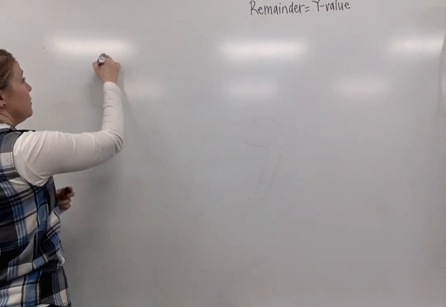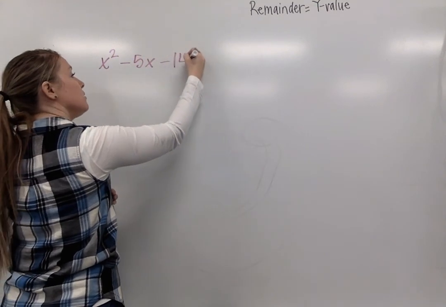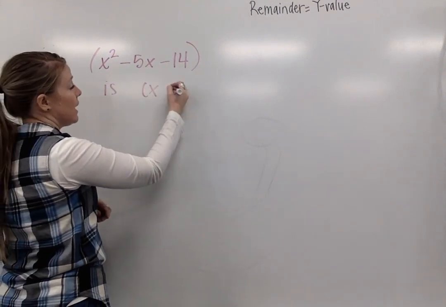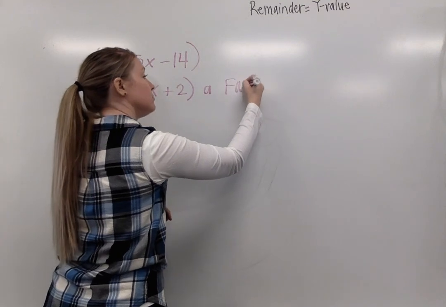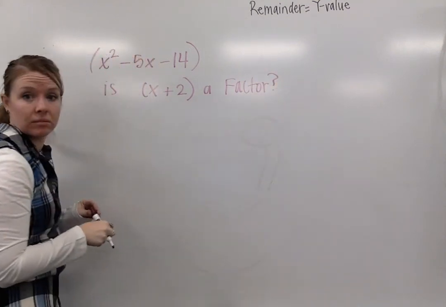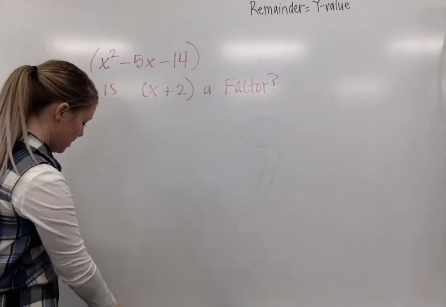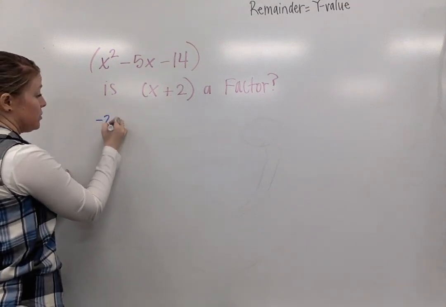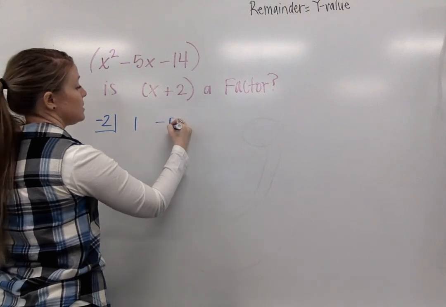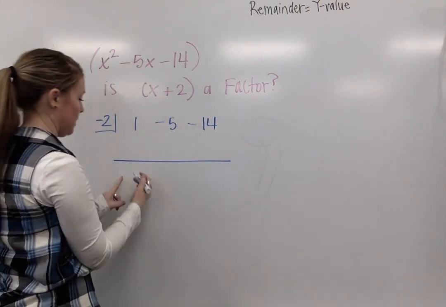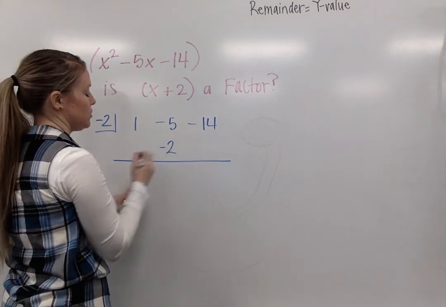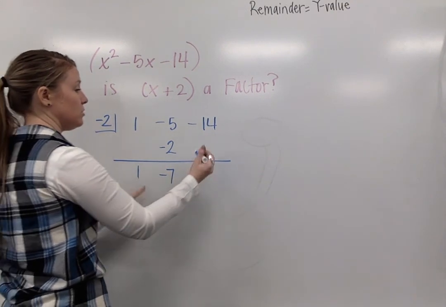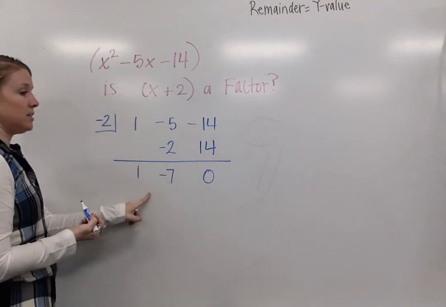So if we have x squared minus 5x minus 14, I want to know, is x plus 2 a factor? Okay? Is x plus 2 a factor? So I'm going to put in negative 2 into my box, then 1, minus 5, and minus 14. I'm going to drop the 1. 1 times negative 2 is negative 2. Negative 5 and negative 2, that's negative 7. Negative 7 times negative 2 is a positive 14, and I get a 0.